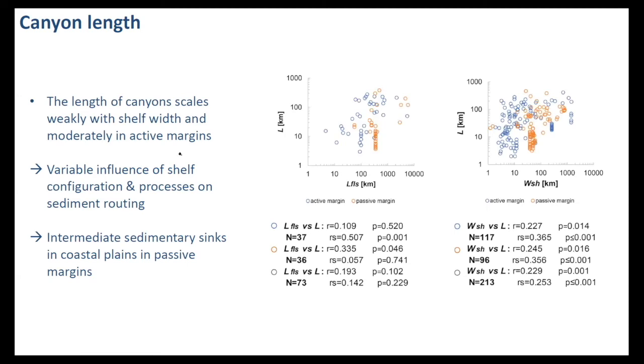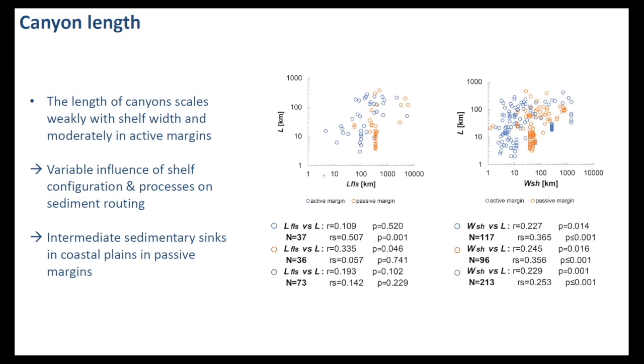In comparison, canyon length scales weakly with fluvial system length, but the correlation strength is significantly higher for canyons in active margins, where we see moderate scaling. And canyon length shows weak but statistically significant scaling with shelf width in both margins.